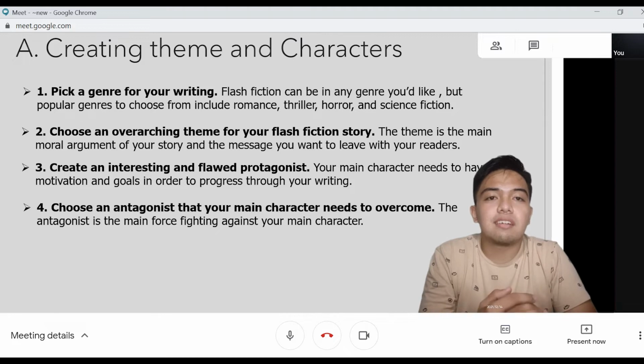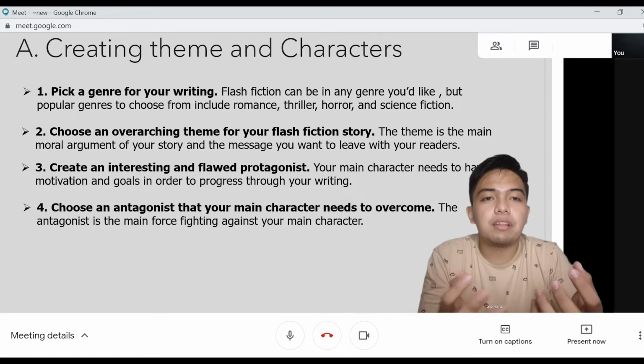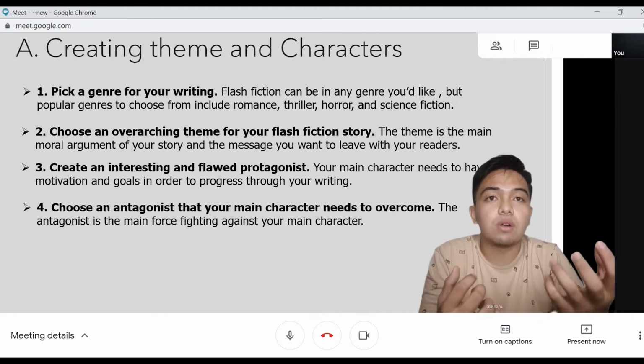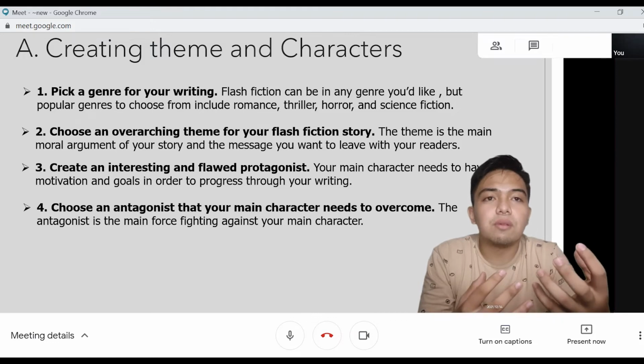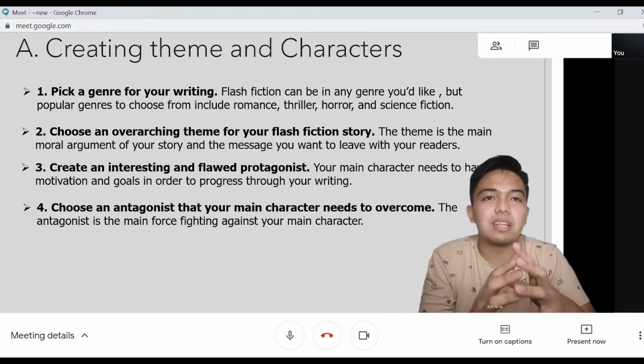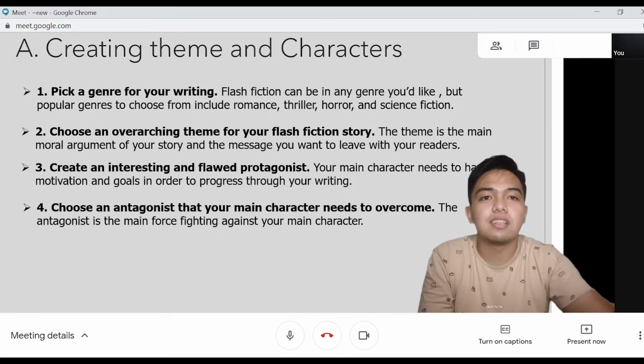Number 3, create an interesting and flawed protagonist. Your main character needs to have a motivation and goals in order to progress through your writing. Make their motivations believable so your readers can relate to them easily. Give your protagonist some flaws so they aren't perfect and have difficulty achieving the goals. Only focus on one character since your flash fiction piece needs to be short. For example, your protagonist's goal may be to find hidden treasures, but he is afraid of crossing the ocean.